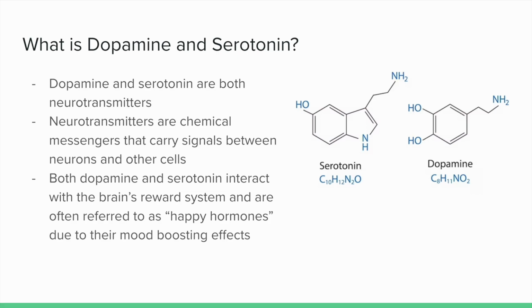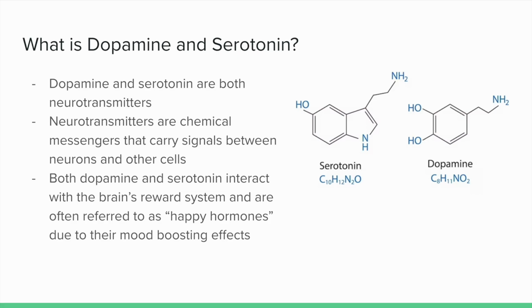So, what is dopamine and serotonin? Dopamine and serotonin are both neurotransmitters, and neurotransmitters are chemical messengers that carry signals between neurons and other cells. Both dopamine and serotonin interact with the brain's reward system, and they're known as the happy hormones among the neurotransmitters because they boost your mood.